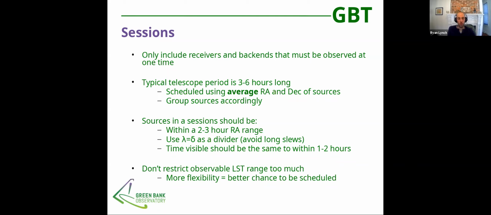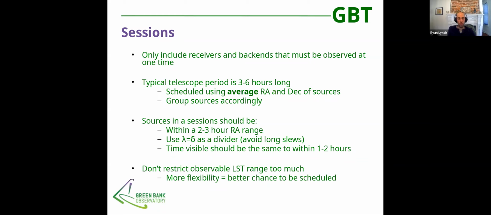So if you need multiple receivers within the same session for some reason, then make sure you pair them together in the proposal submission tool. If they can be scheduled independently from each other, break them into separate sessions. You should group sources together that are close on the sky, pretty standard. You don't want to observe one source when it's transiting and then try to observe another source on the opposite part of the sky when it's set.